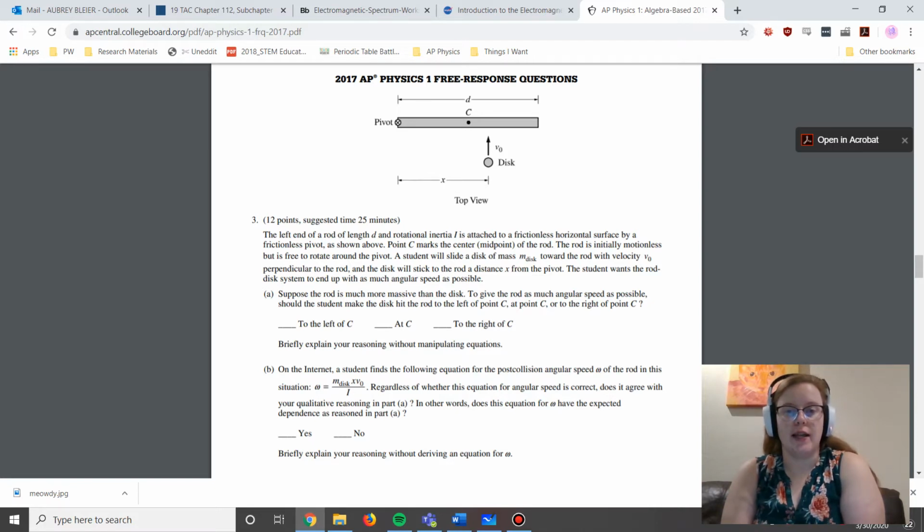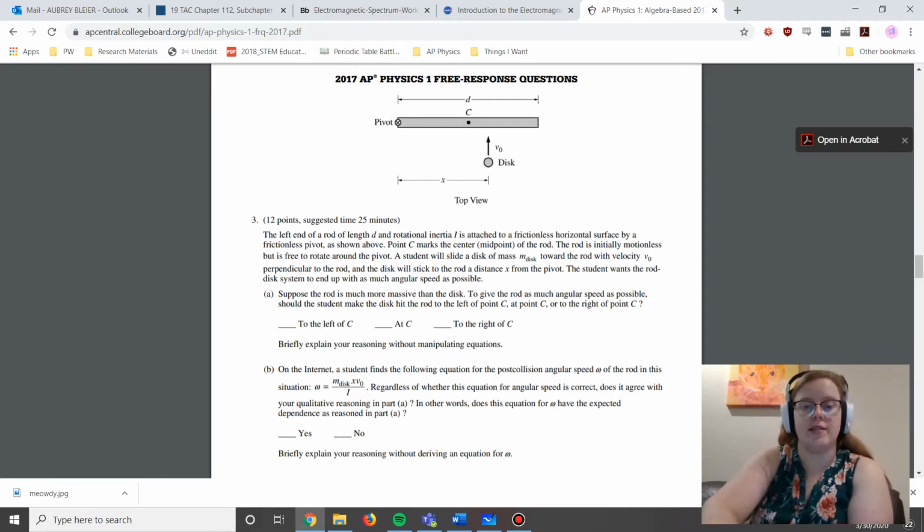A student will slide a disk of mass m sub disk toward the rod with a velocity v0 perpendicular to the rod, and the disk will stick to the rod a distance x from the pivot. The student wants the rod-disk system to end up with as much angular speed as possible. Letter A says suppose the rod is much more massive than the disk. To give the rod as much angular speed as possible, should the student make the disk hit the rod to the left of point C, at point C, or to the right of point C?